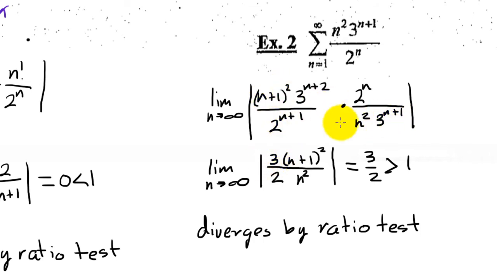Well, with n plus 1 squared over n squared, there's not much we can do with this. But if you think of your ending behavior for the n's here, it's just going to be the ratio of the coefficients of n squared. 3/2 is actually greater than 1, so this series diverges by the ratio test.